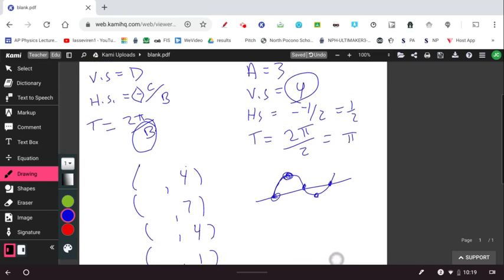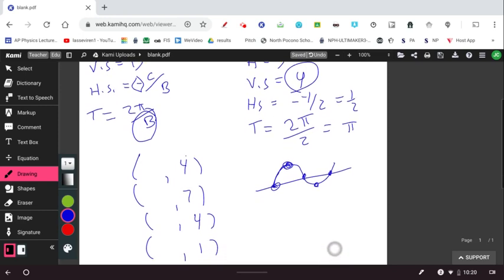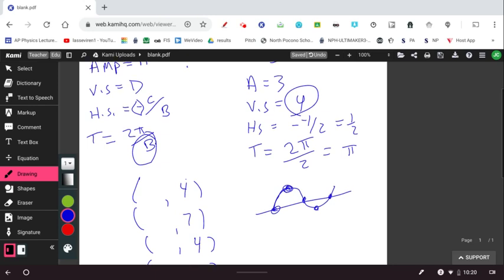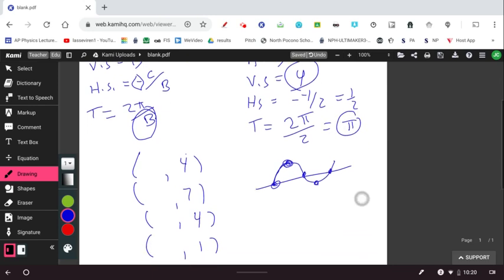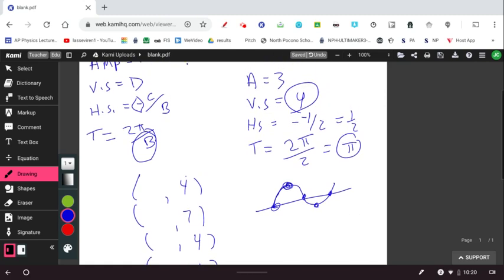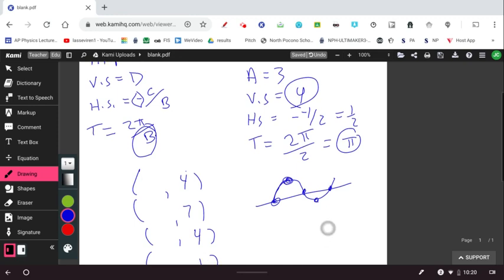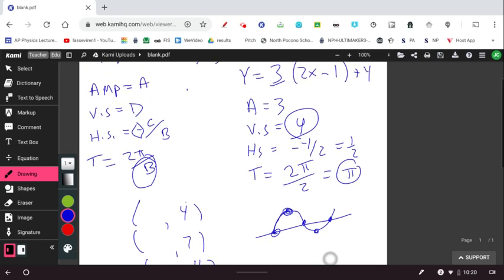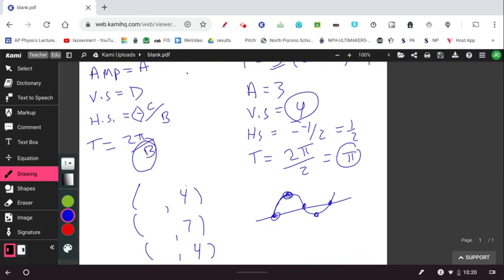The next thing we want to do is get those x values, and that's going to be the hard part. We know that the period is going to be pi, and remember, the period of a normal function is 2 pi. So this is going to oscillate up and down twice in the time that our original function y equals sine x oscillates up and down once. And so the way we can figure that out is we start at our horizontal shift point of a half. That's going to be right here. That's our first point.